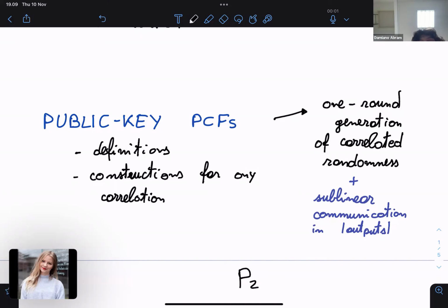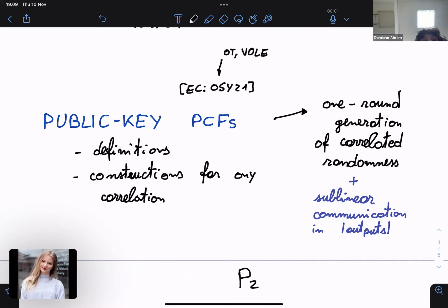without further interaction. Okay, the notion of public key PCF wasn't new, actually. It was introduced in a Eurocrypt 2021 paper called The Rise of Paillier. And here the authors designed public key PCFs for two specific types of correlation, namely OT and vector OLE correlation, so restricted to the two-party case.